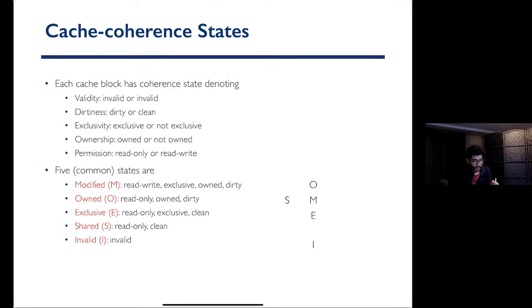So the first one is validity. So you have invalid sitting here alone, and all the other states here, O, M, E, and S, are valid. So if you have a memory block in your cache and its state is owned, or its state is modified, or its state is exclusive, or its state is shared, it has to be valid. Okay, so that's the first.